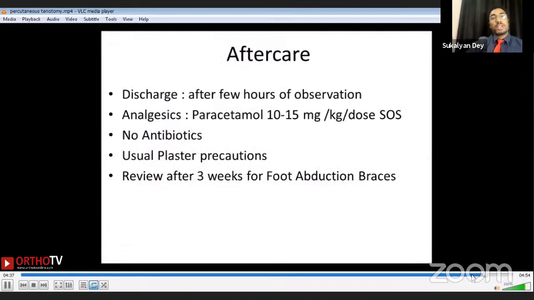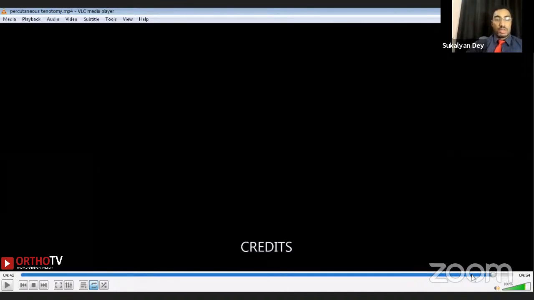Aftercare: we can discharge the patient after a few hours of observation, which is very reassuring to the parents. Analgesics are usually not required. Paracetamol 10 to 15 mg per kg per dose, on an as-and-when-required basis. No antibiotics are to be given or required. Usual plaster precautions, of which the parents are already aware because they have already undergone many series of plasters, and we give them advice to come after 3 weeks.